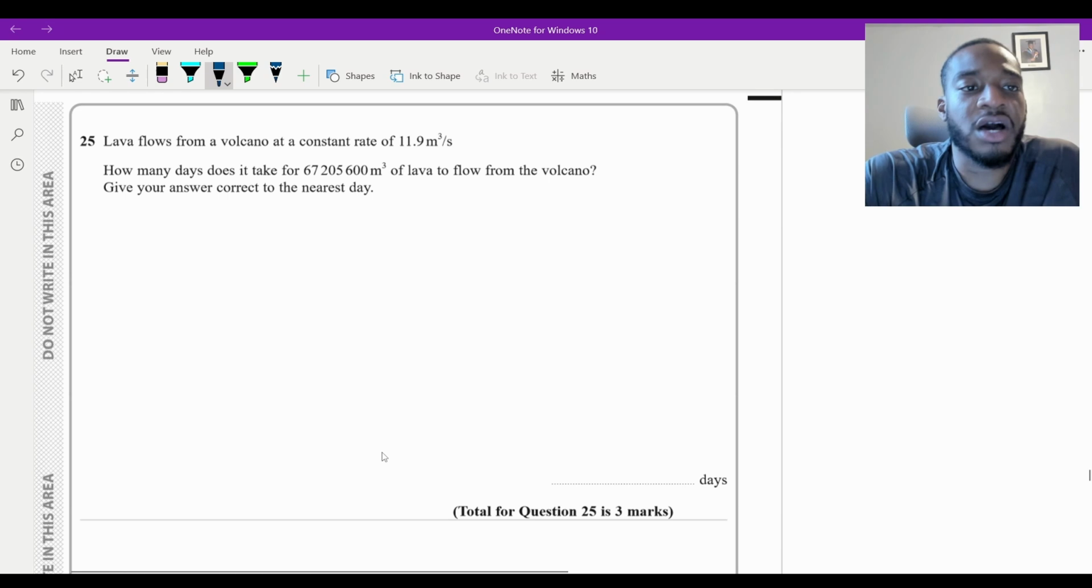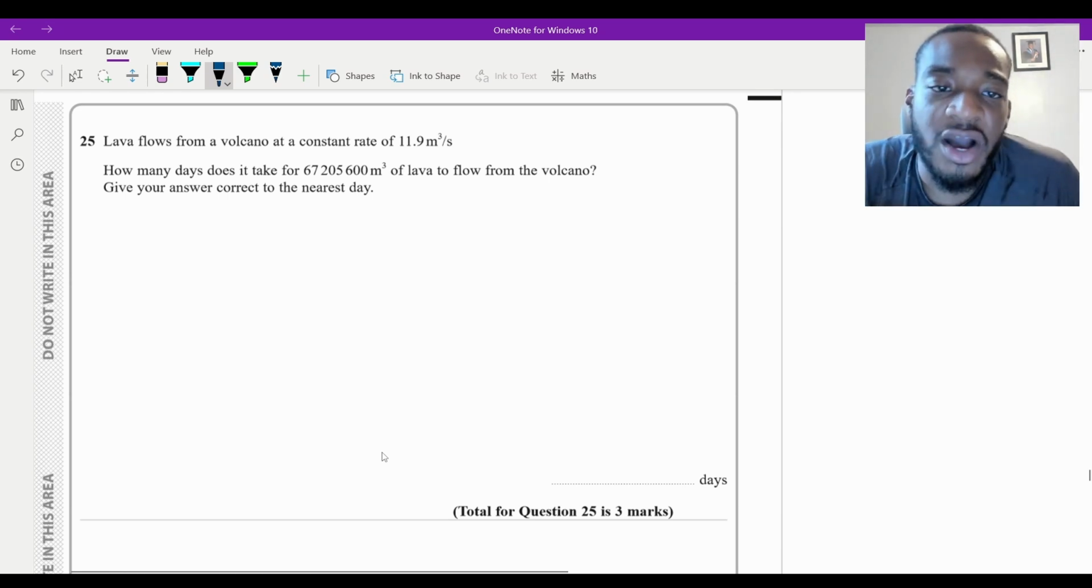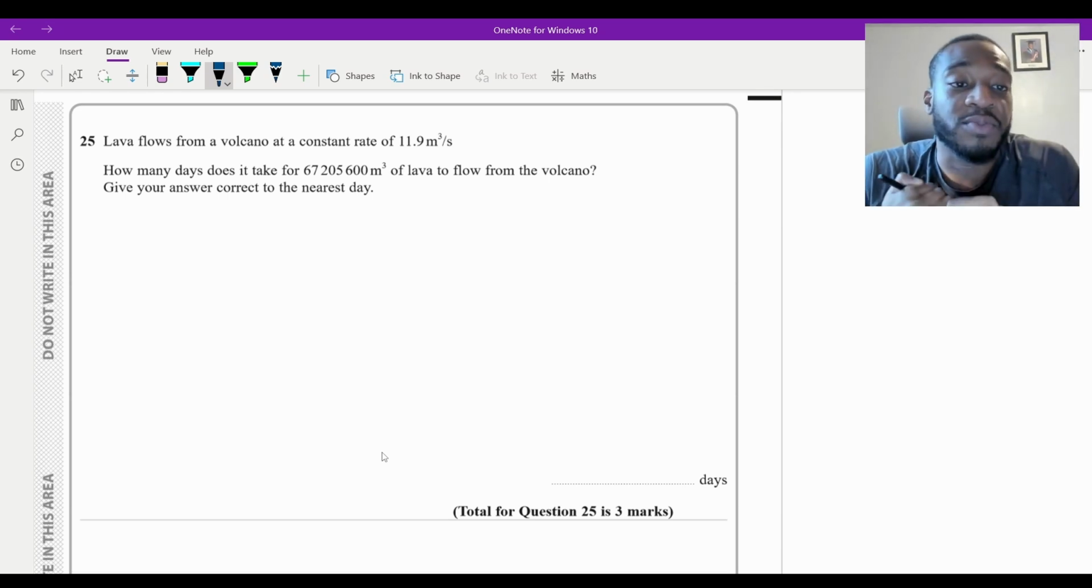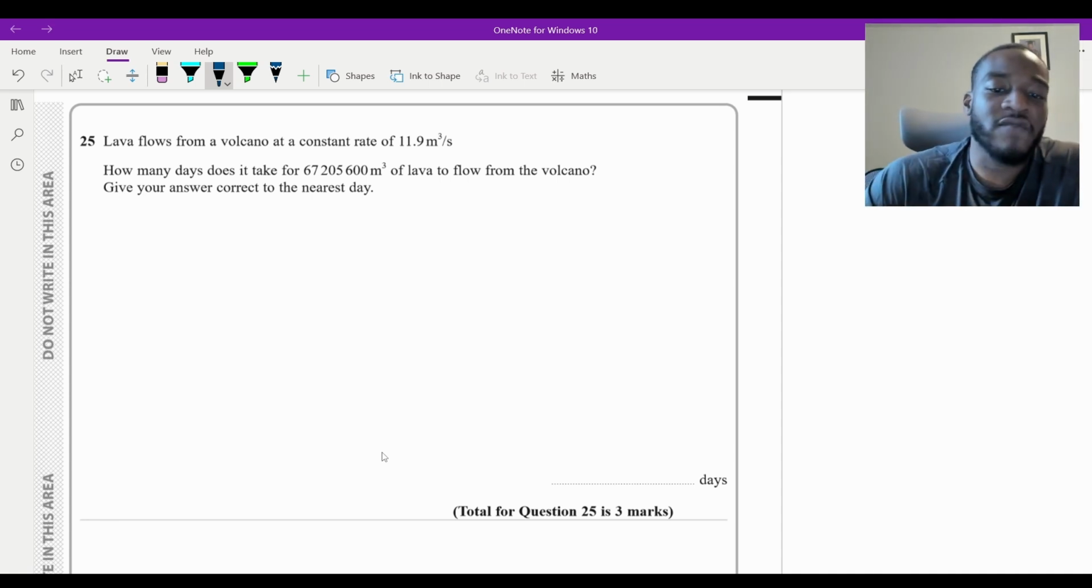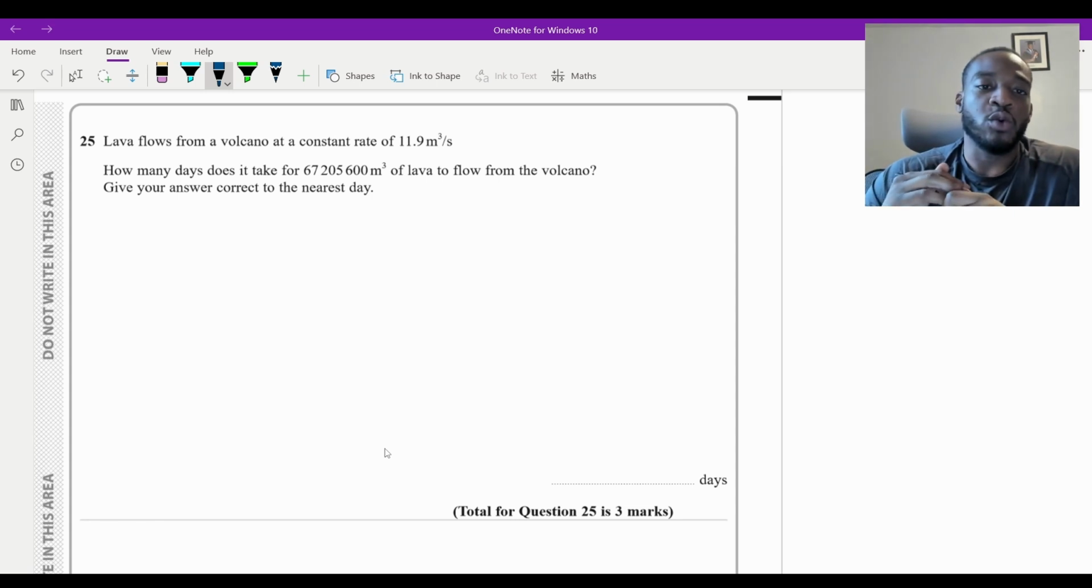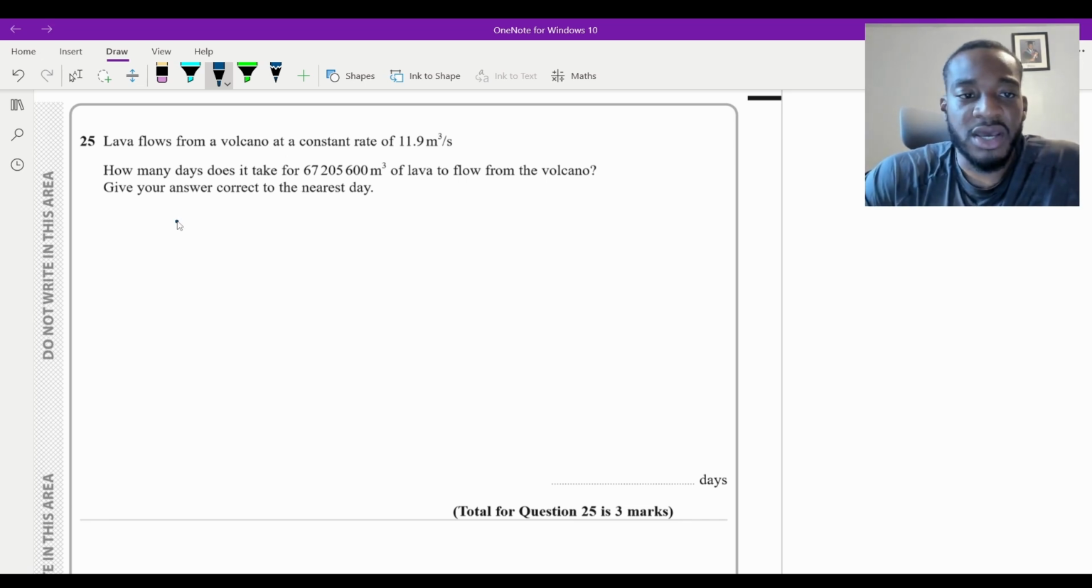So it says lava flows from a volcano at a constant rate of 11.9 meters cubed per second. How many days does it take for 67,205,600 meters cubed of lava to flow from the volcano? Give your answer correct to the nearest day. Okay, so with this one, they've told us the rate at which it's flowing out. So 11.9 meters cubed per second. That just tells me that for every second, we have lava flowing out at 11.9 meters cubed. So I'm going to say 11.9 meters cubed is going to equal 1 second.